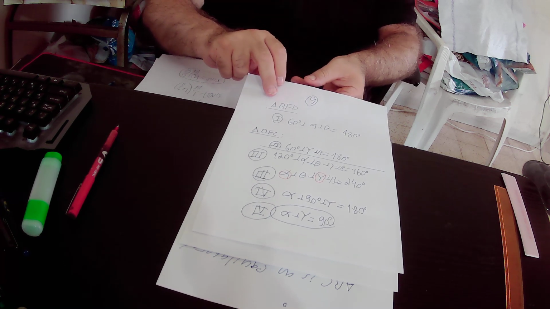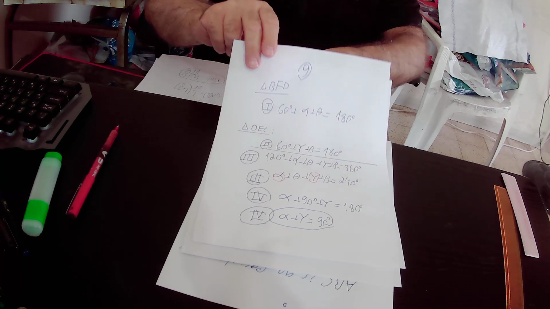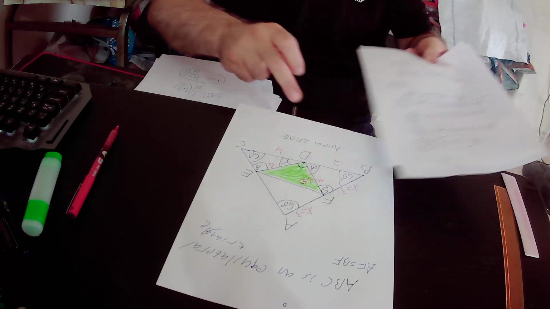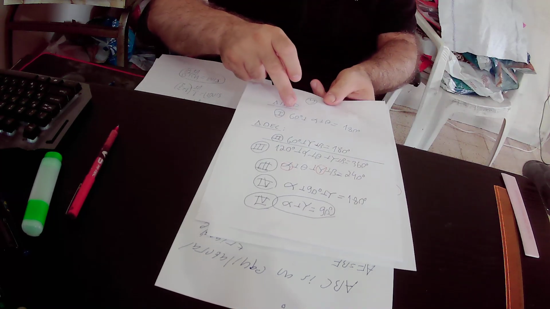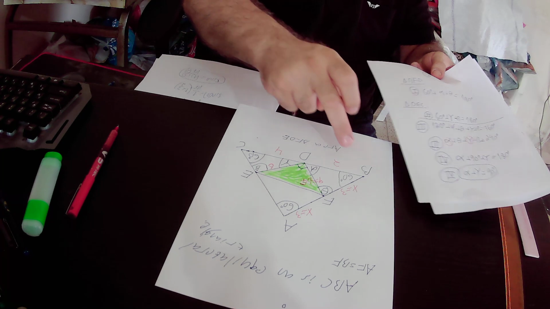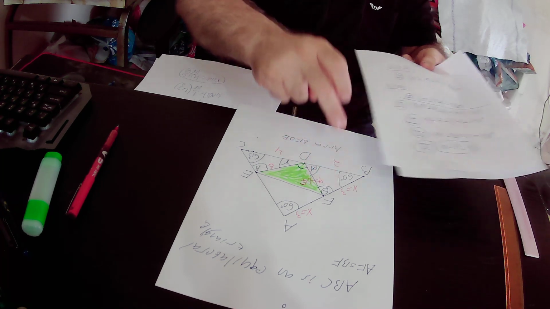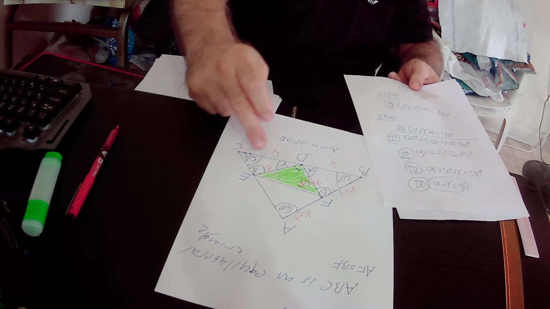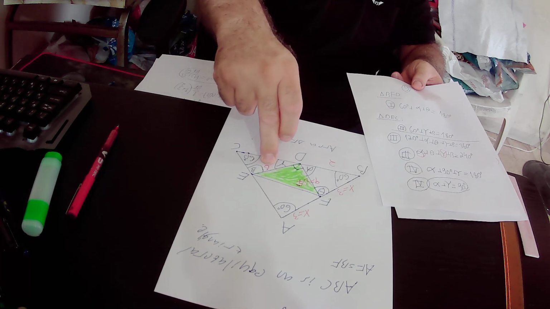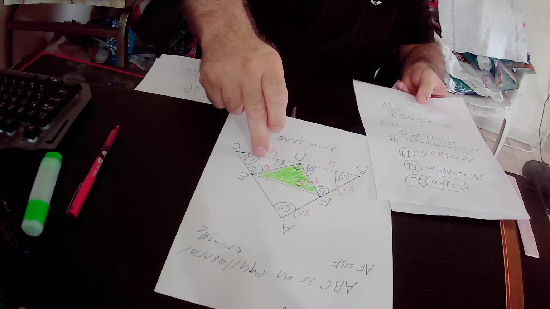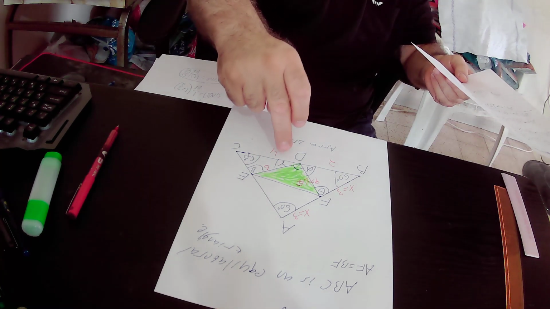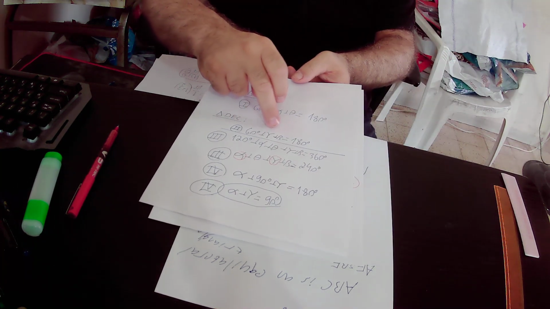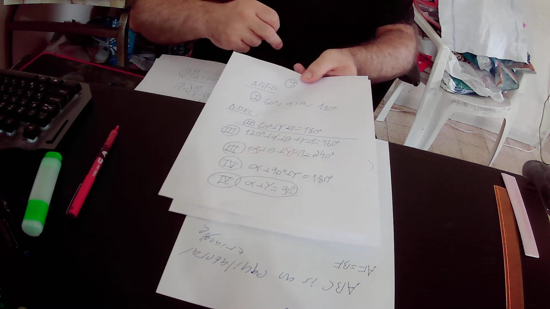We created the first equation that states that the sum of the angles in triangle BFD equals 180 degrees. That is to say 60 degrees plus alpha plus theta equals 180 degrees. And then we created the second equation that states that the sum of the angles in triangle DEC equals 180 degrees. That is to say gamma plus 60 degrees plus beta equals 180 degrees, or 60 degrees plus gamma plus beta equals 180 degrees.